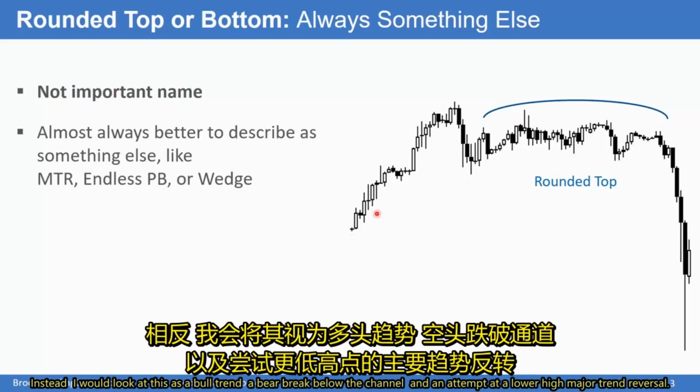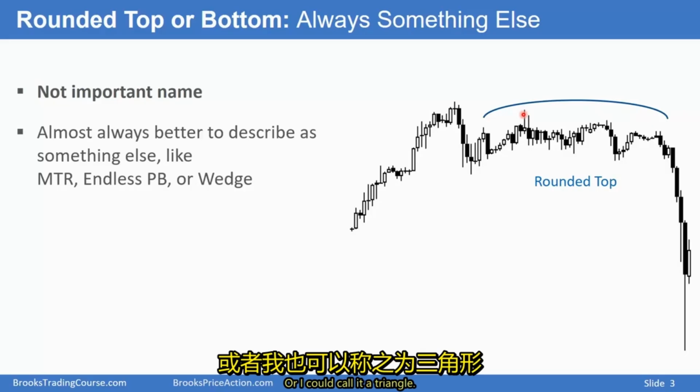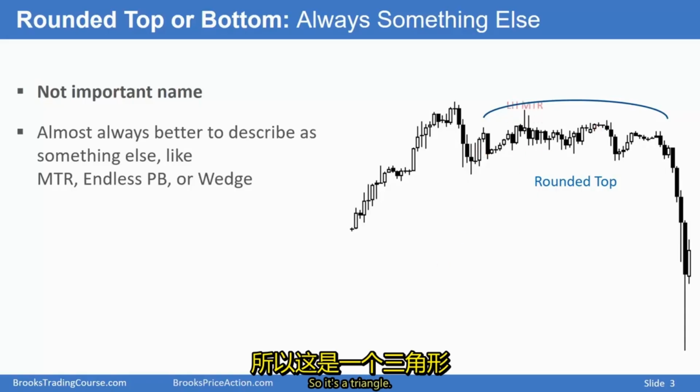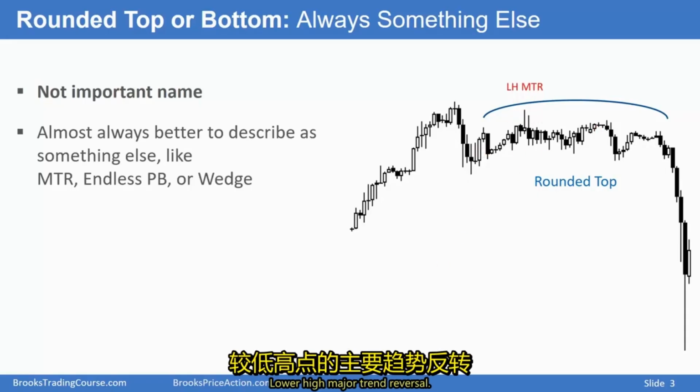Instead, I would look at this as a bull trend, a bear break below the channel, and an attempt at a lower high major trend reversal. Or I could call it a triangle, 3 pushes up, 1, 2, 3, with reversals down. So it's a triangle. Lower high major trend reversal.